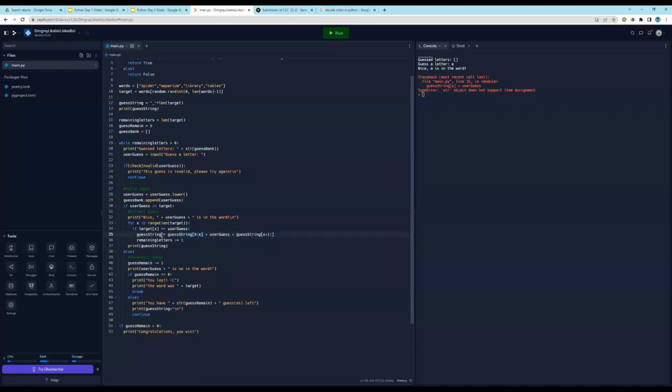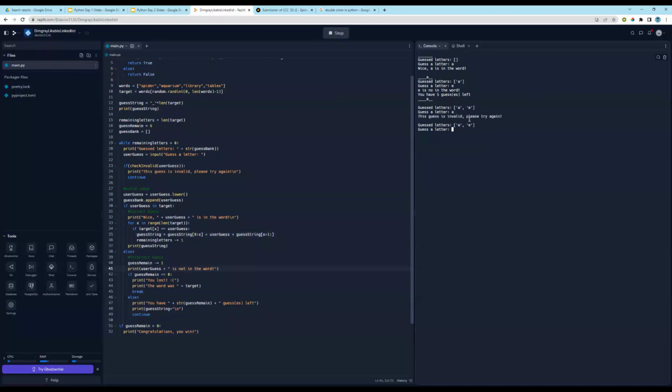Again, this is a complicated thing. Basically we start from index 0 and end at index x, because we don't want the letter at index x. We want everything before that, then we replace it with our user guess. Then we start from the x plus 1 index and go all the way to the end. Now if we guess the letter A, we say A isn't in the word. Let's say we guess letter E. E is not in the word.